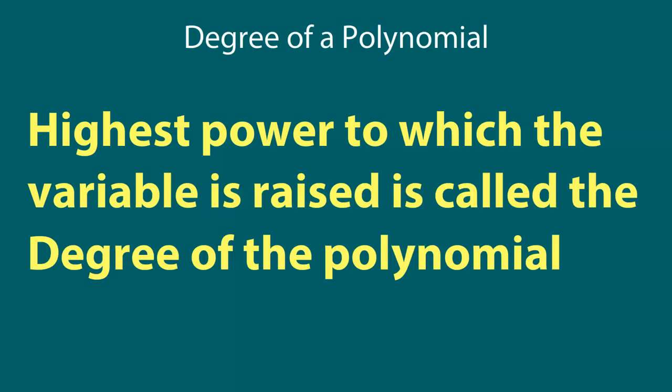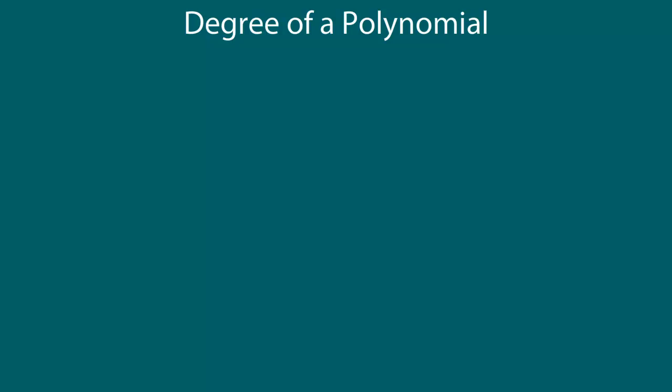Degree of a polynomial. Degree of a polynomial is simply the highest power to which the variable is raised. So when we are looking at a polynomial, we are trying to find out the term that contains the highest power of the variable. And the value of the highest power is called the degree of that polynomial. Let's take a look at some examples that will help us clarify this.